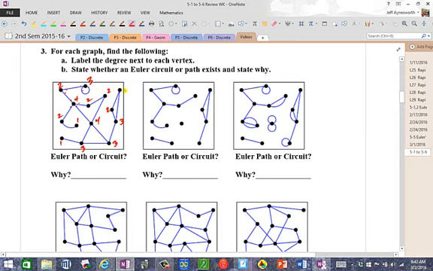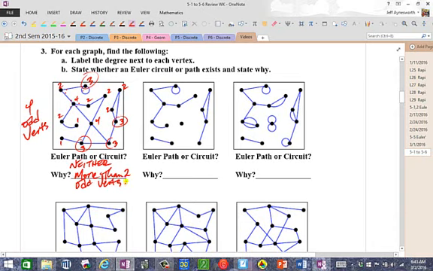2. 2. All right. So in this one here, we have 1, 2, 3, 4. We have 4 odd vertices. Okay. Euler path or circuit? Neither. More than 2 odd vertices. Okay, so it has neither, right?